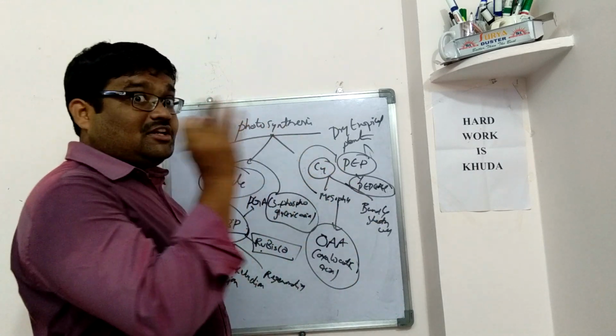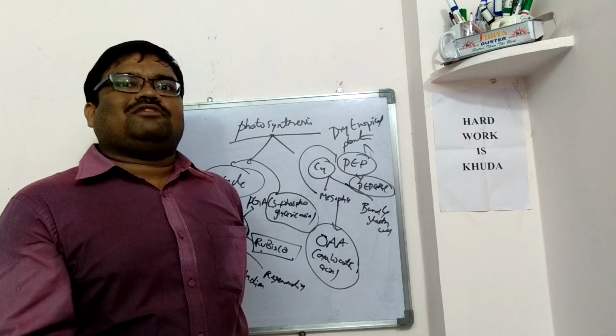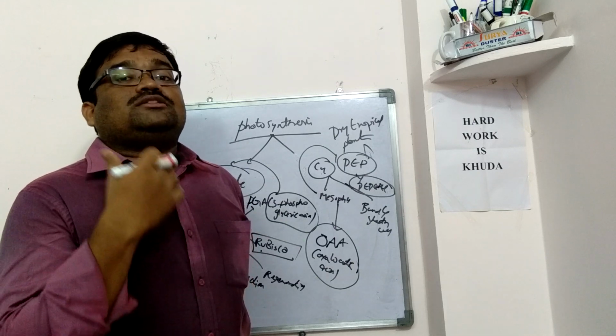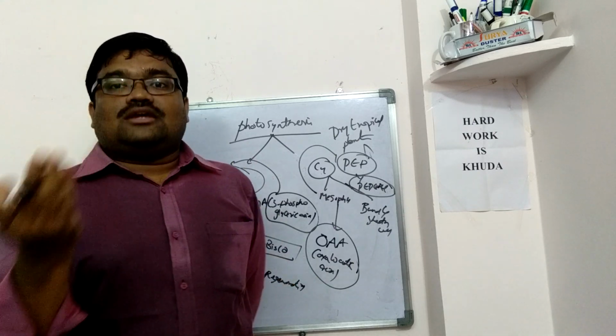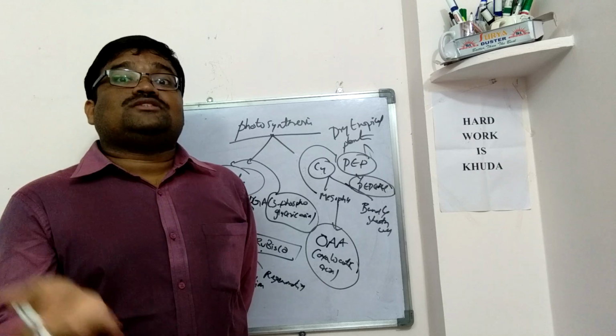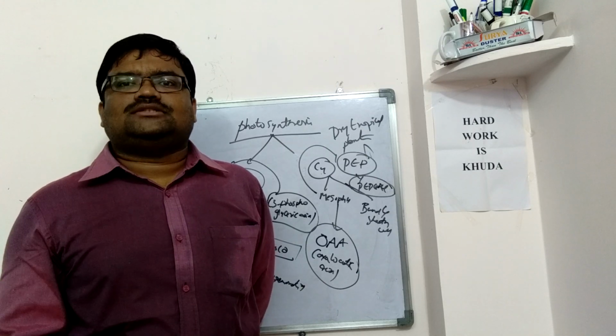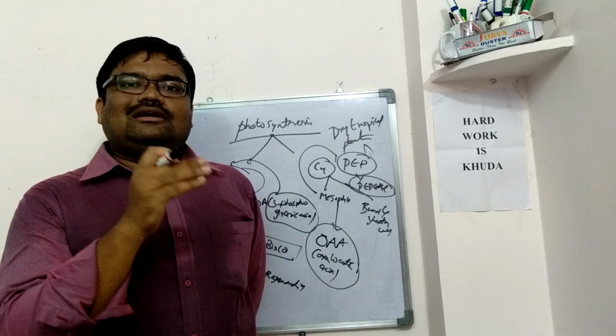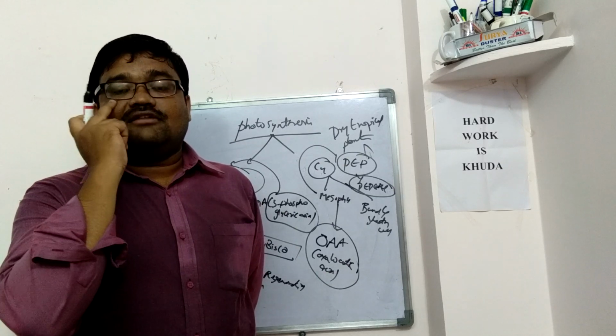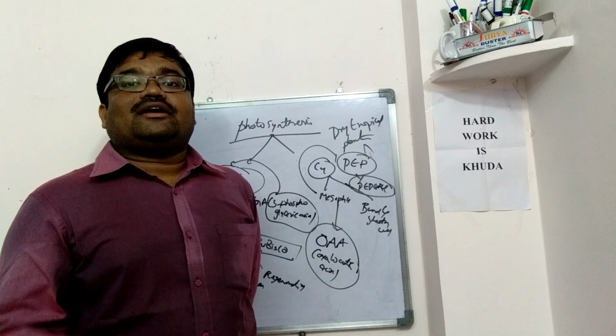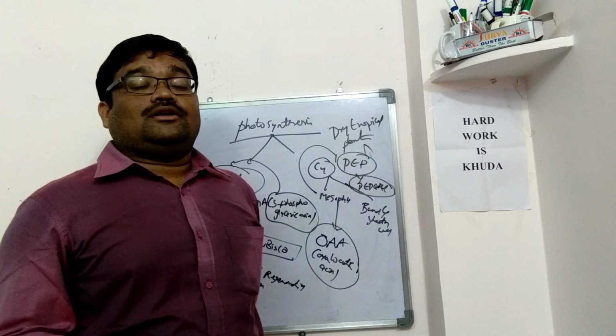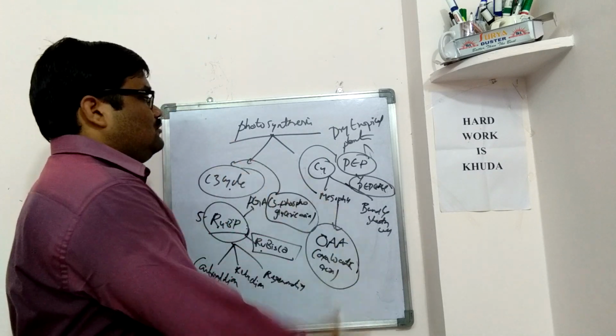So we have to understand different key aspects. Which enzyme is responsible for carboxylation? Which one is the first stable compound in C3? Which one in C4? Likewise, where does the C3 cycle take place in C4 plants? Where will the C4 cycle take place? Likewise, they may ask you. So it's about different aspects of photosynthesis.